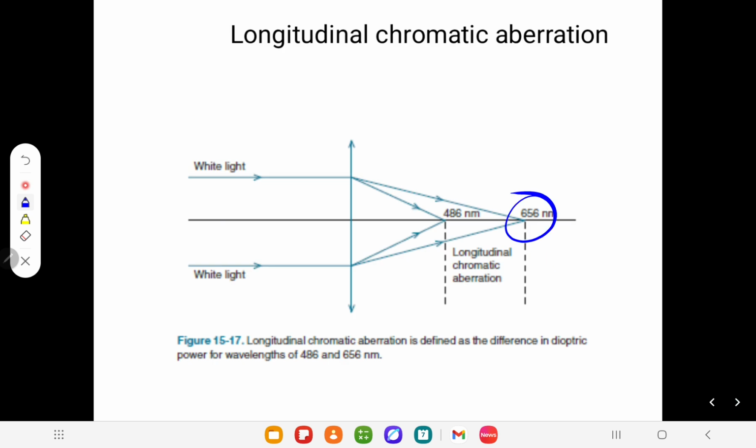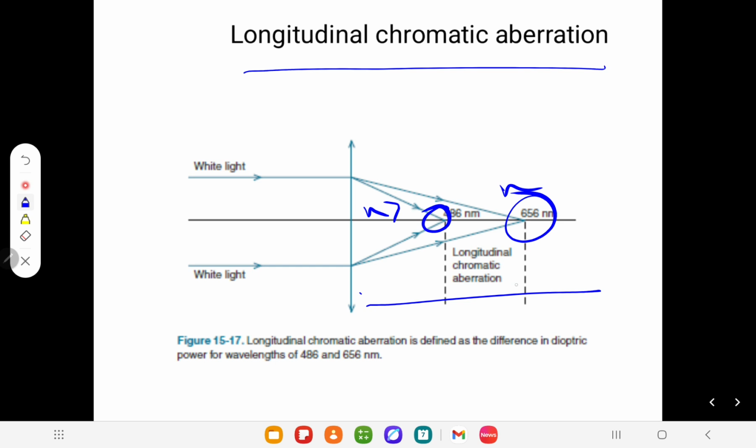The longer wavelength focuses in the posterior part, the shorter wavelength focuses in the anterior part, because shorter wavelengths have greater n than this, isn't it? That's longitudinal chromatic aberration, and longitudinal chromatic aberration is based on the optical axis and focuses on different areas. This is the longitudinal aberration, this difference between two focus points.